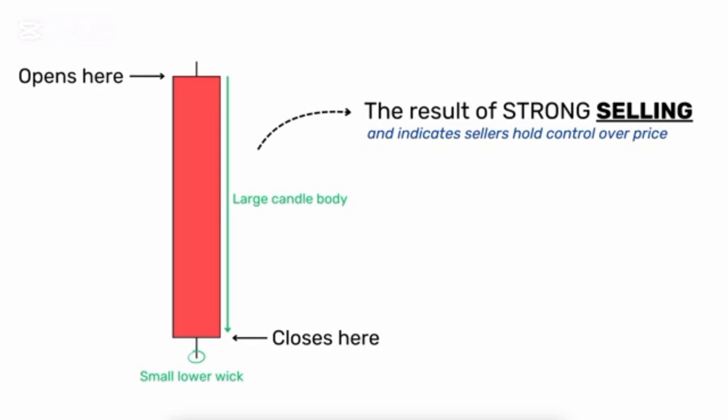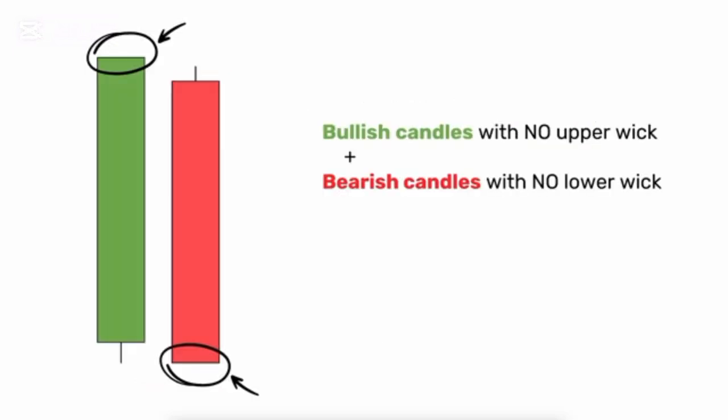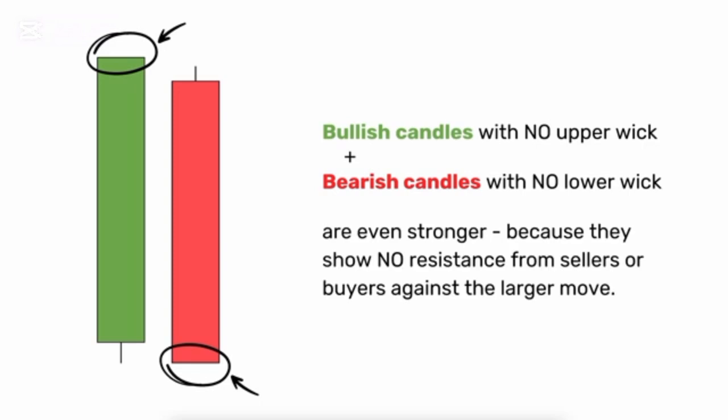So these strength candles always need to have small wicks and large candle bodies, because what we're seeing here is an uninterrupted phase of buying or selling where the resistance from buyers or sellers against the trend simply wasn't strong enough to slow the market down. And leading on from that, bullish candles with no upper wick and bearish candles with no lower wick, so just flat tops and flat bottoms like these, although they're reasonably rare in the market, when they do print, they are even stronger than little wicks.